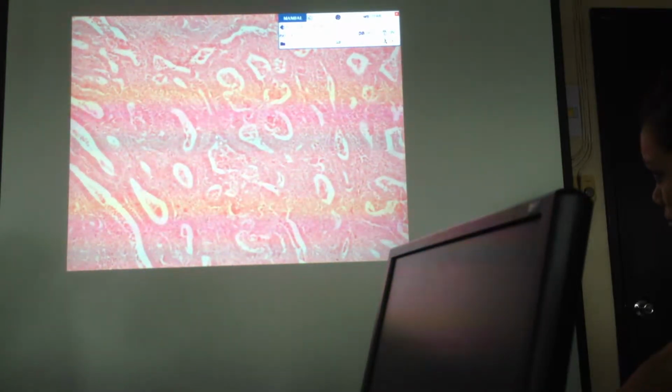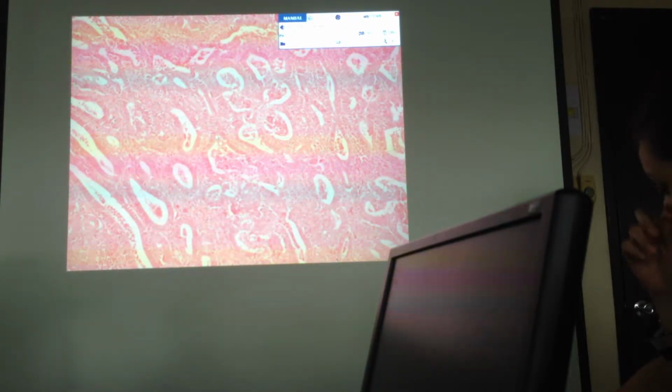So based on the classification for ovarian neoplasms, there are 4 categories. The surface epithelial, we have the sex cord stromal, and then we have the germ cell tumor. Those are primaries. Surface epithelial, sex cord stromal, germ cell tumor. And then you have the 4th category, which is the metastatic lesion. So there are metastatic lesions also that would be seen in the ovary.